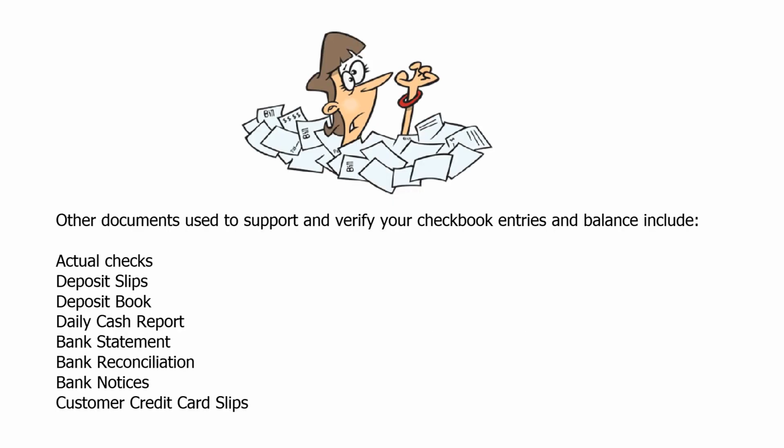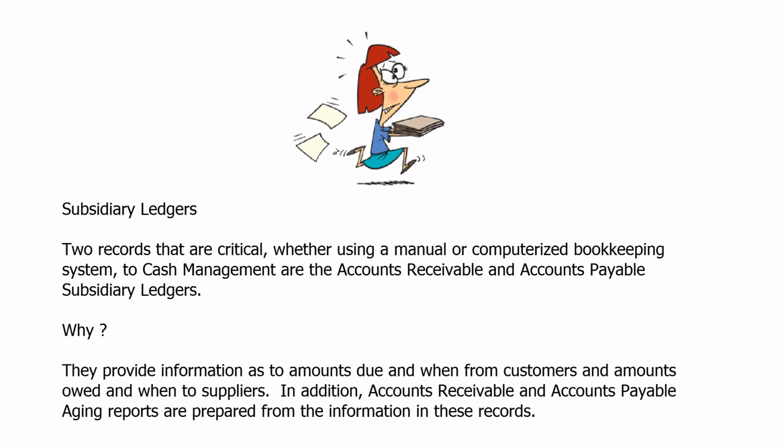Other documents used to support and verify your checkbook entries and balance include actual checks, deposit slips, deposit book, daily cash report, bank statement, bank reconciliation, bank notices, customer credit card slips, subsidiary ledgers. Two records that are critical, whether using a manual or computerized bookkeeping system, to cash management are the accounts receivable and accounts payable subsidiary ledgers. Why? They provide information as to amounts due and when from customers and amounts owed and when to suppliers. In addition, accounts receivable and accounts payable aging reports are prepared from the information in these records.